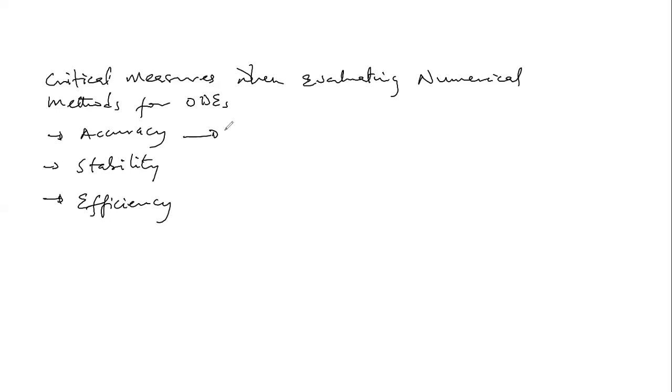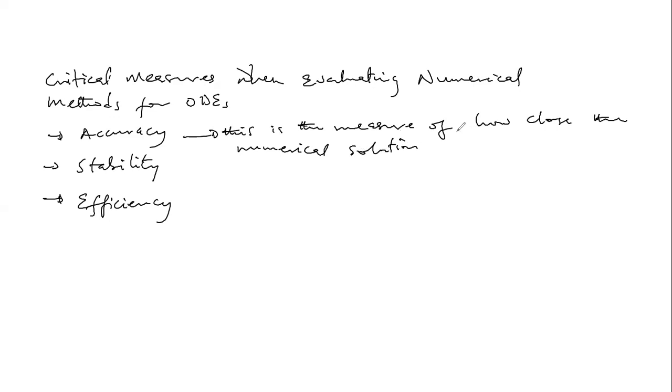Now, when we talk about accuracy, this is the measure of how close the numerical solution is to the exact solution. Okay? So usually when you have an ordinary differential equation, there's usually an exact solution, which you can solve analytically using integration by parts and all of that, to say, well, this is the exact solution. So once you plug in the parameters, you know what the value should be.